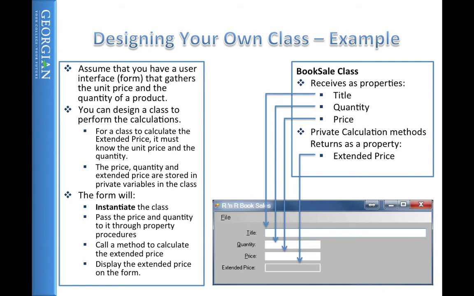The form is going to instantiate the class somehow, right? We're going to pass the price and the quantity through the class's property methods, as an example. And we're going to call a method to calculate the extended price. And we're actually going to display the extended price in the form, right? So the class is going to receive as arguments these three properties: the title, the quantity, and the price, in this particular example. And then it's going to do these private calculations in the back end, the clockwork behind the clockwork beast, the dragon that's going to be working. And then it's going to return the extended price into this other form field.